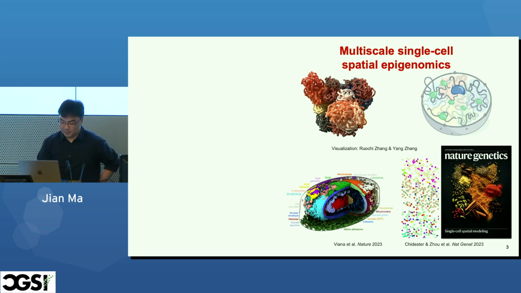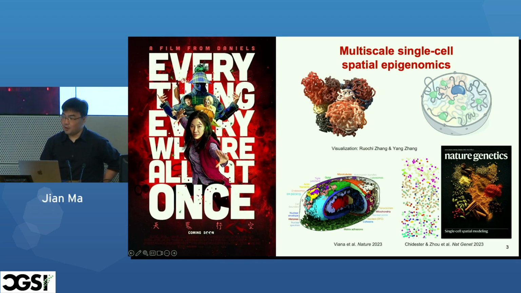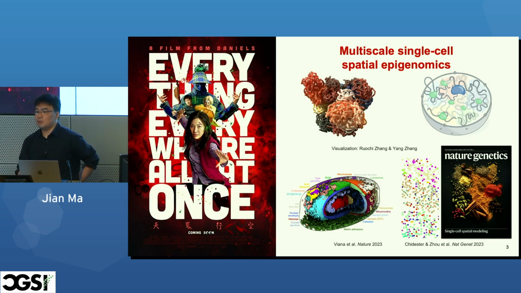So this year I saw this Oscar-winning movie that nicely summarizes our goal: Everything Everywhere All at Once. If you can build a model that captures every single component within the cell all at once, to have a very comprehensive view, that will be fantastic.